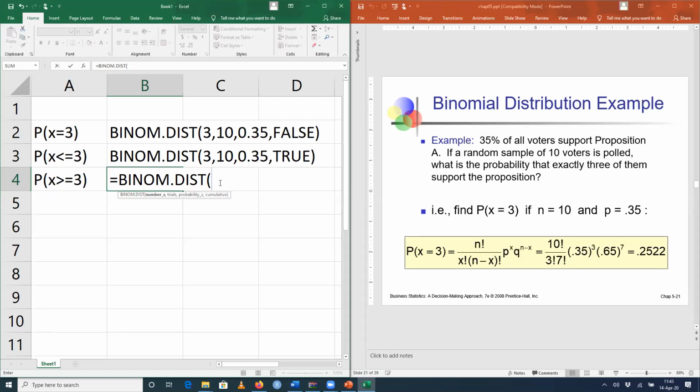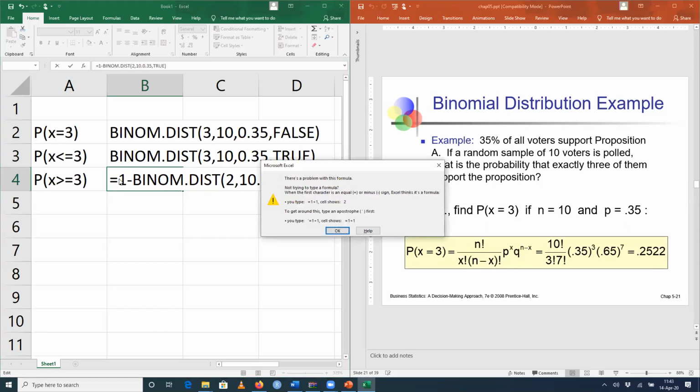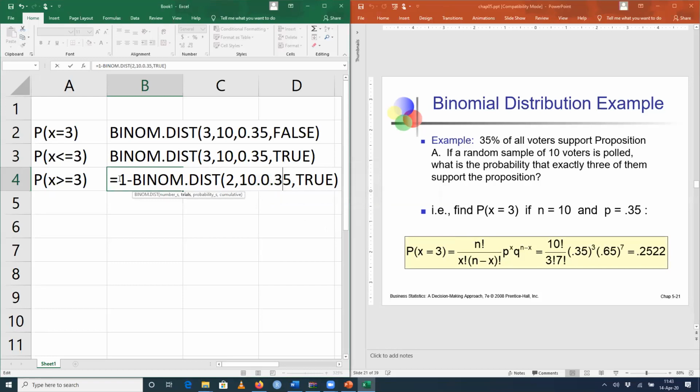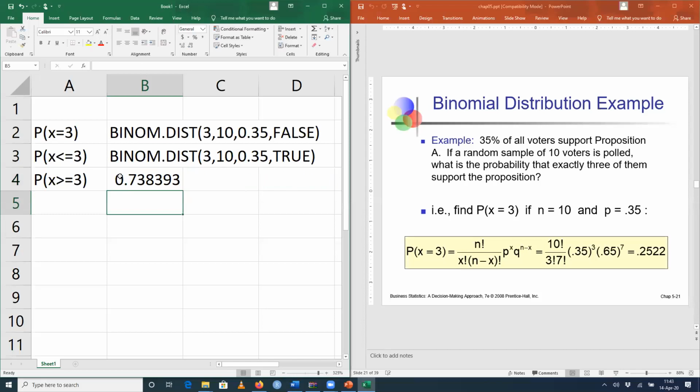I'm explaining in detail after performing. 0.35, comma, 2, and here is 1 minus. We are performing 1 minus for x greater than or equal to 3. Sorry, here is 2. Oh, sorry, here is a comma. Then you just press enter and you can get the answer.